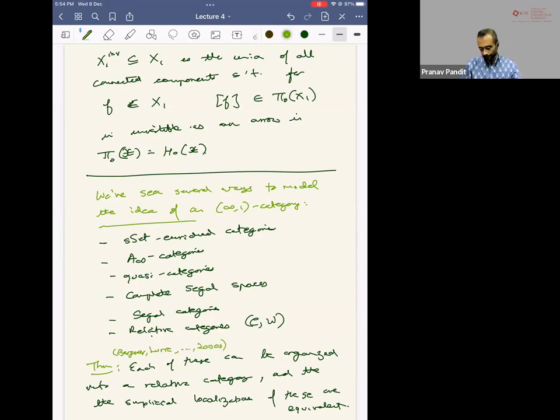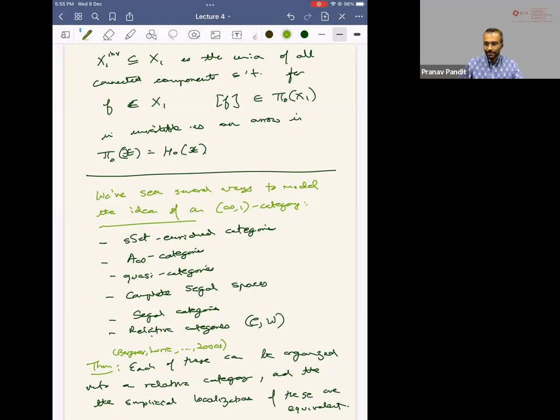Okay, and I think I've mentioned some of these things along the way in the talks, but let me just say what the weak equivalences are in each case. So for S-set enriched categories, there would be Dwyer-Kan equivalences. For A infinity categories, there would also be something like Dwyer-Kan equivalences. They're usually not called that, but we can call them that. For quasi categories, there's a construction called the simplicial nerve, an adjunction between quasi categories and simplicially enriched categories, which takes a quasi category and produces a simplicially enriched category. And you say that two quasi categories are weakly equivalent if the corresponding simplicially enriched categories are weakly equivalent. That's one way to define it.